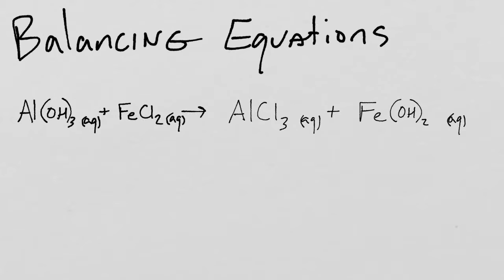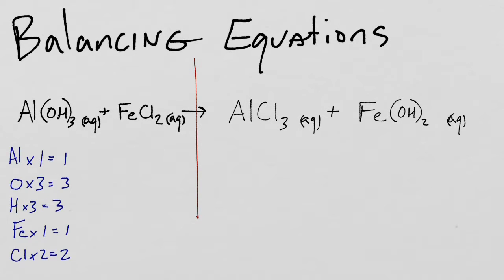Okay, so the key to balancing is simply making sure you have the same number of atoms on both sides of the equation. So let's just start with a quick tally of what we've got on the left half of this. We've got 1 aluminum right up here. We've got 3 oxygens. So we've got this OH group where we got 3 of them. So 3 oxygens and 3 hydrogens. And then in the iron 2 chloride, we've got 1 iron atom, and we've got 2 chlorine atoms.